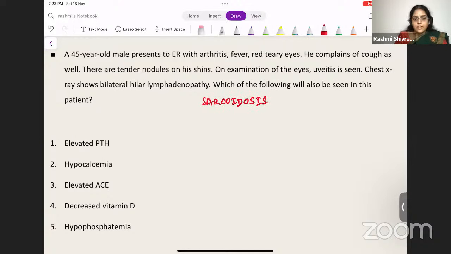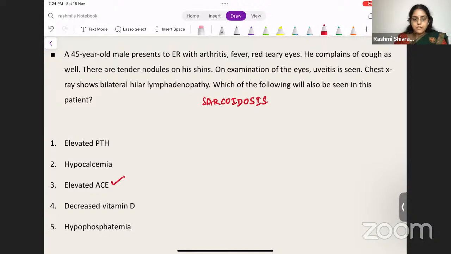Okay. Sarcoidosis. So, which of the following will also be seen in this patient? Is it elevated PTH? Is it hypocalcemia? Elevated ACE levels? Decreased vitamin D? Or hypophosphatemia? What do you see in these patients? Is it elevated PTH? Dr. Aradhya, option 3. That's very, very correct. Let's recap. Elevated ACE levels are the correct answer.